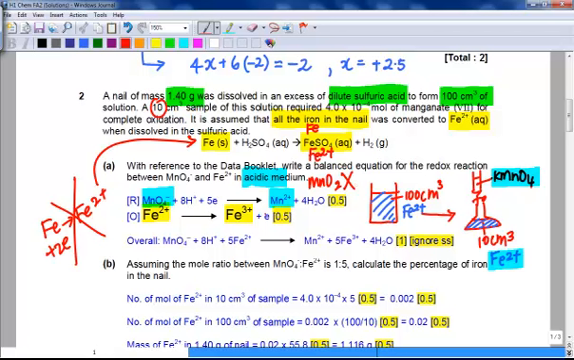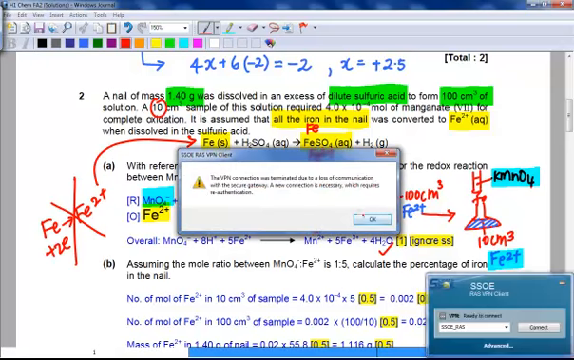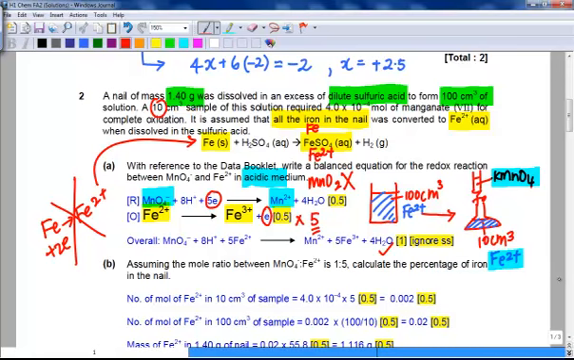Because the oxidation half equation has 1 electron, the reduction half equation has 5 electrons, so you times 5 for the oxidation half equation, and you add up left hand side with left hand side, right hand side with right hand side, you should be able to get the overall equation.